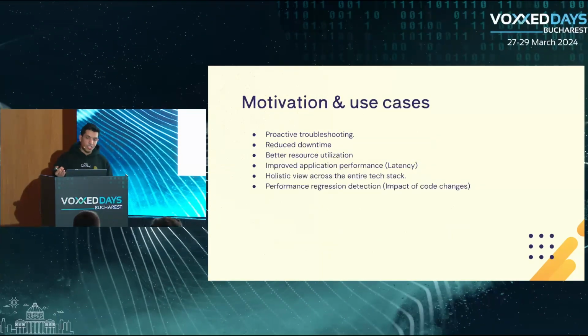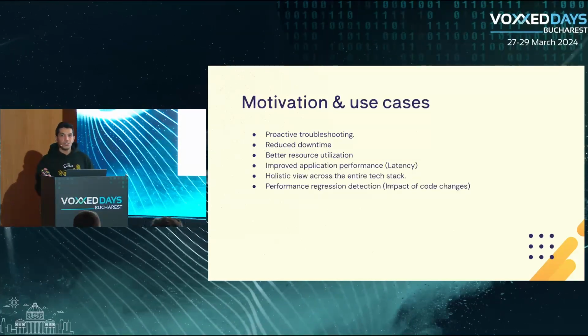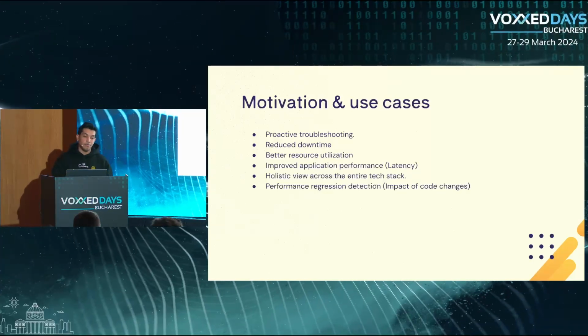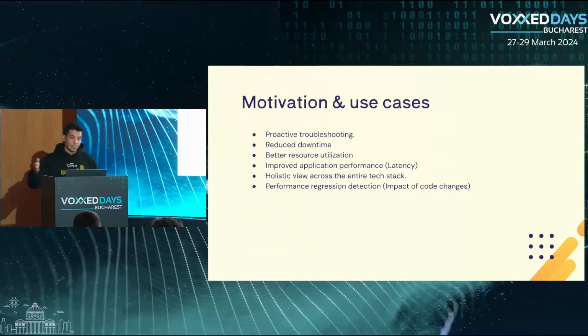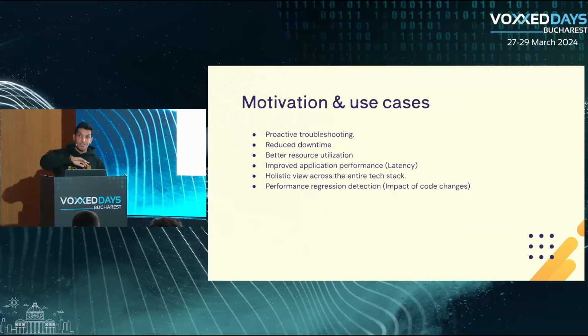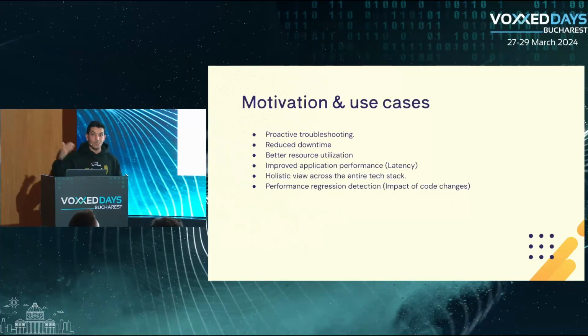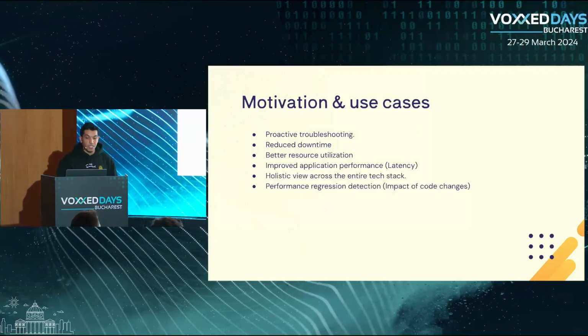So we talked about proactive troubleshooting, reduced downtime, and better resource utilization. Reduced downtime, again, is similar to what we said about a better feedback loop. We are more into proactive analysis rather than being reactive, so we catch, hopefully, the bugs and regressions before they become outages, and the downtime is actually reduced.